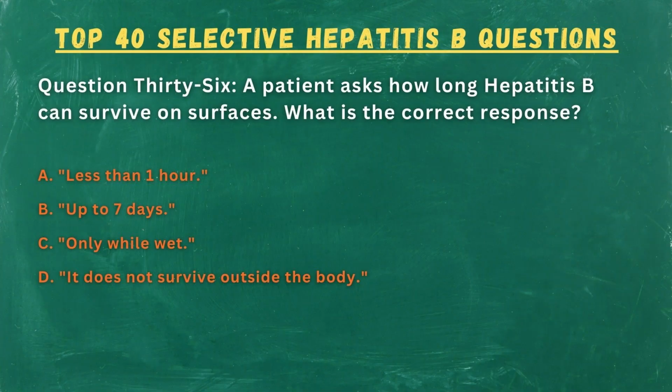Question 36. A patient asks how long hepatitis B can survive on surfaces. What is the correct response? A. Less than 1 hour. B. Up to 7 days. C. Only while wet. D. It does not survive outside the body. Answer: B. Up to 7 days.